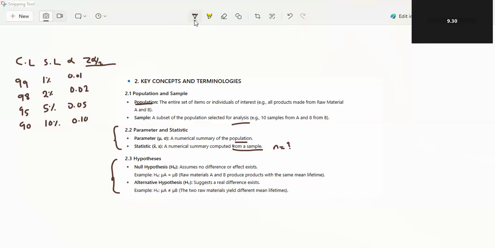So at 99%, what is our Z value? 2 point what? 2.58, or 2.575, or 2.58, yes. Then 98%, what is our Z? 2.33. 2.33, correct. About 95%, what's our Z?